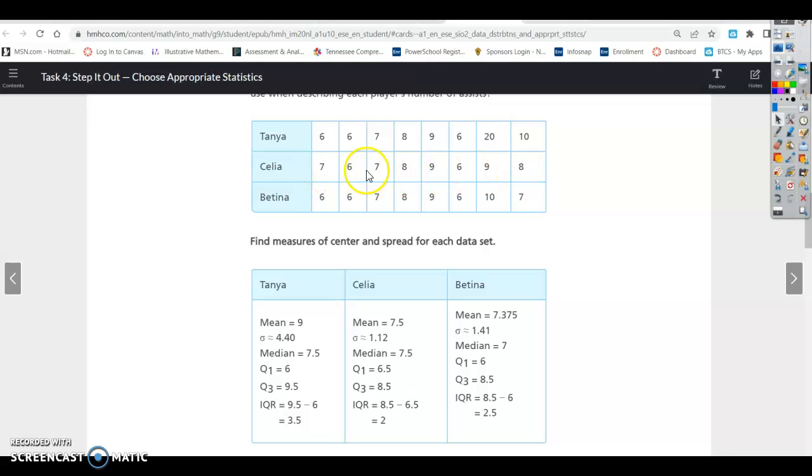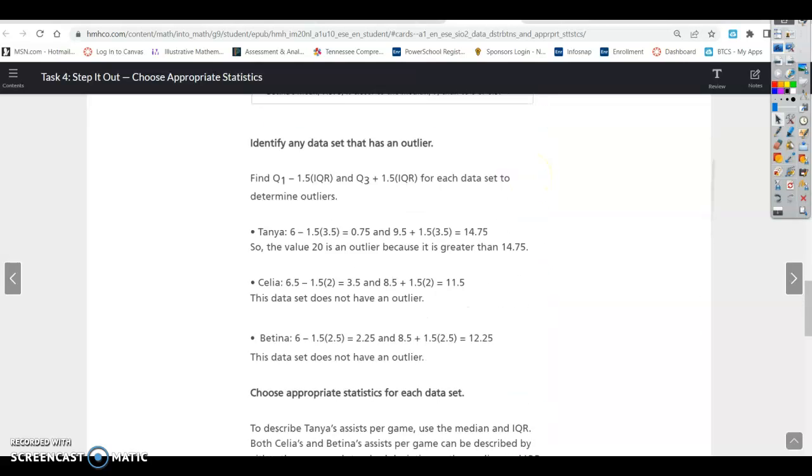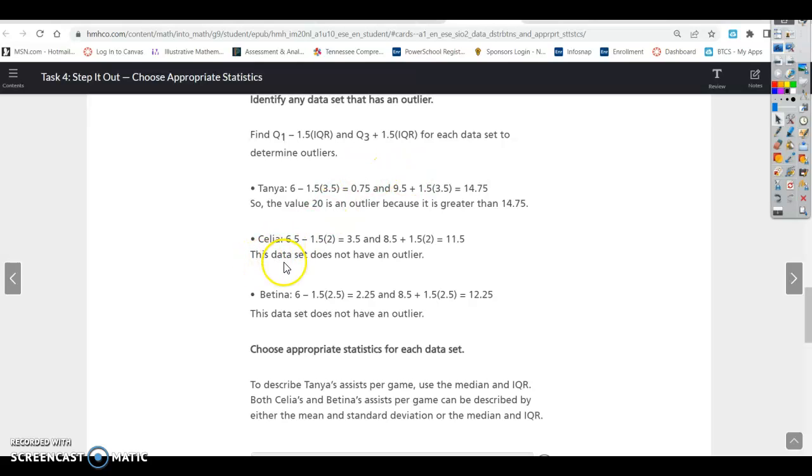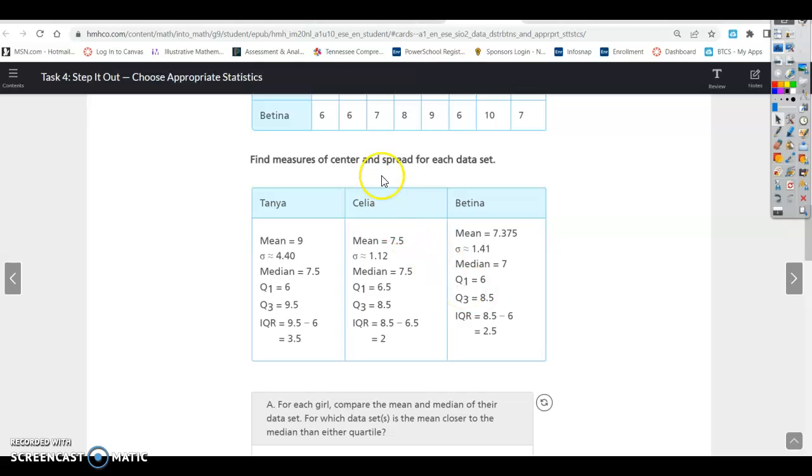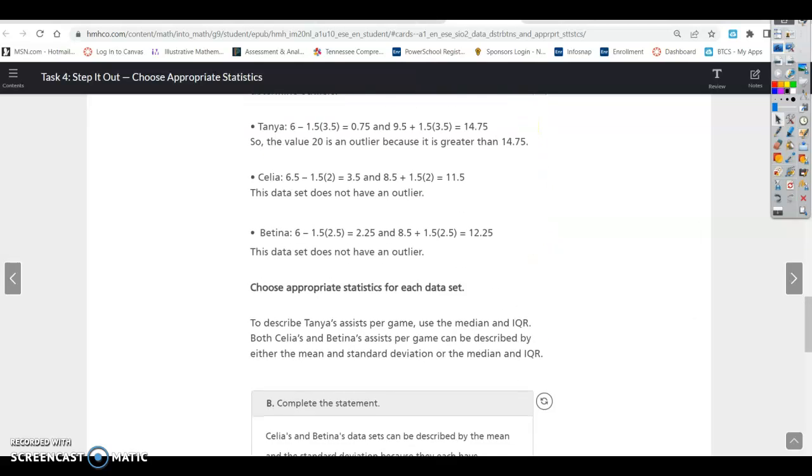You can see that all her data points fall within that range. So it says this data set does not have any outliers. Do the same thing with Bettina. Do her values the same way. So we're going to do 2.25, 12.25. And you can see that all of her data points fall within that range. So it says that this data set does not have an outlier.